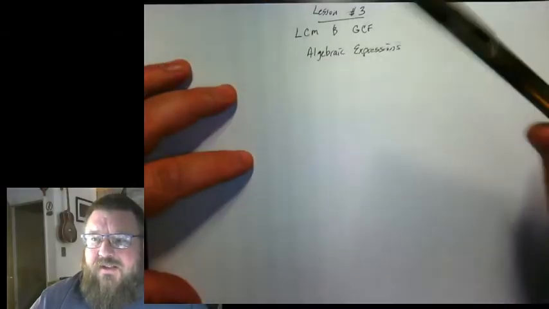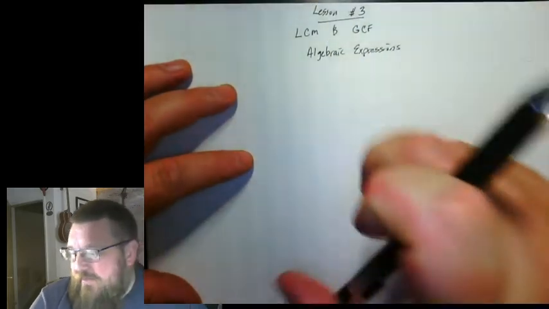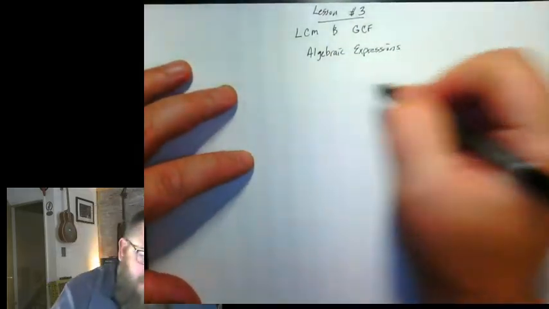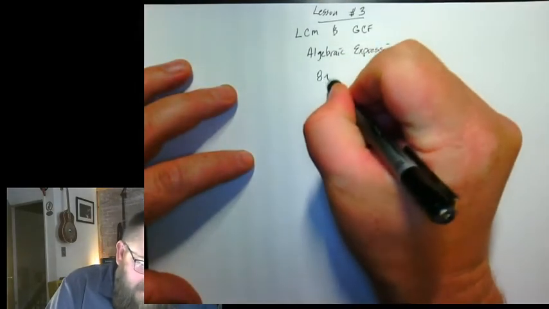Here's what we got for today. For today, we're going to be talking about lowest common multiple and greatest common factors of algebraic expressions. Now, in case you forgot what an algebraic expression is, that's got like an unknown value, like 8x squared.